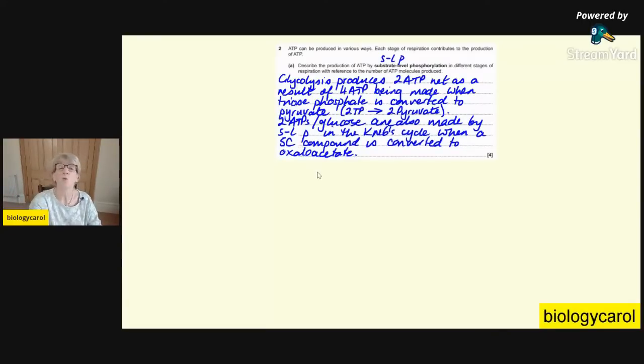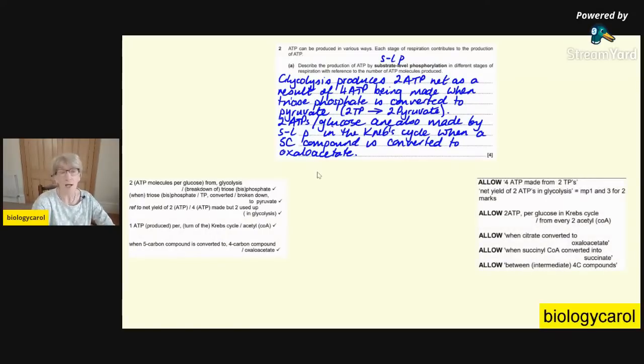And they're also made by substrate level phosphorylation when a 5-carbon compound, which you do not need to know the name of, is converted into the 4-carbon compound oxaloacetate, which you do need to know the name of. So here are the mark points, and here are the extra notes, and here is where I got the marks. Notice that this note here allowed me to award myself mark point 1 and mark point 2 within the first sentence. And then I got another mark for actually spelling that bit out.